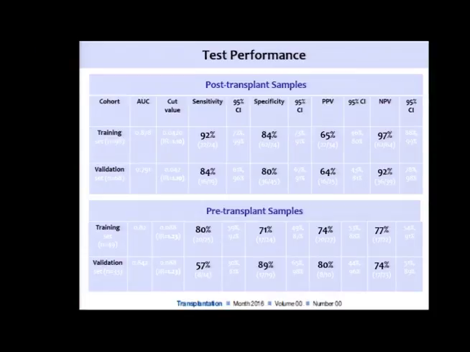Next thing we looked at was pre-transplant samples. And even here, we had pretty reasonable sensitivities and specificities here, 80%, 71, 74, and 77. And in the validation cohort, the numbers were fairly similar, except in the sensitivity metric, where we saw the sensitivity drop to the 60% ballpark. And I think there's probably a bunch of reasons here. The first is that the sample size was very small here. It was only about 14 samples.